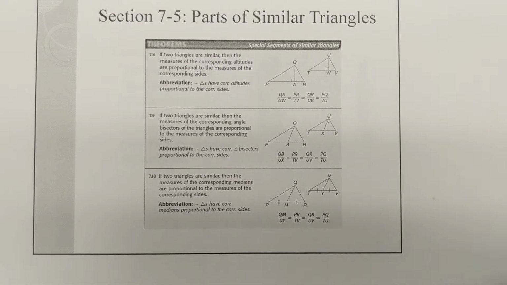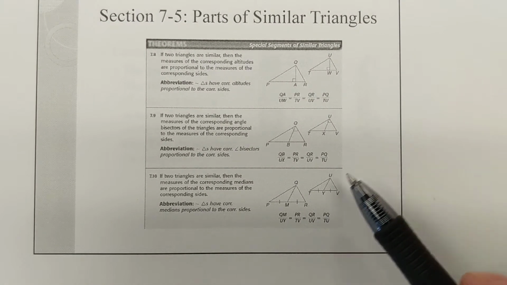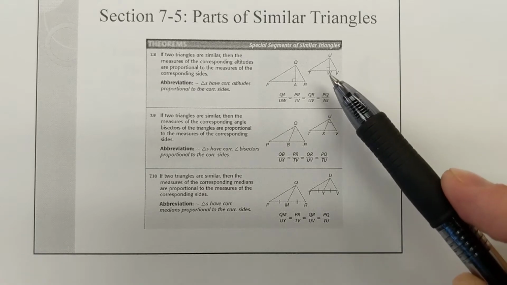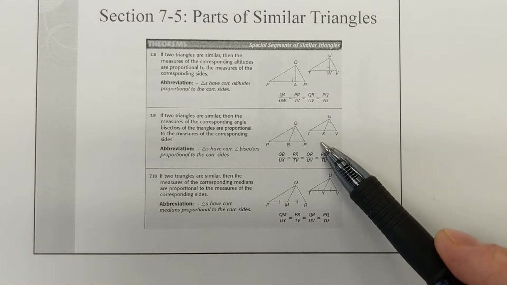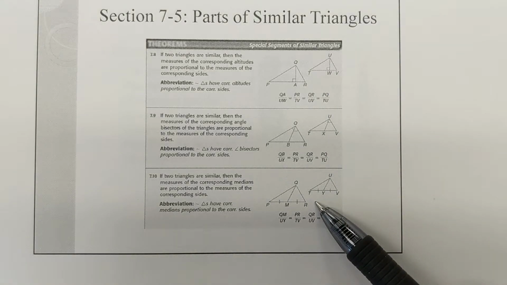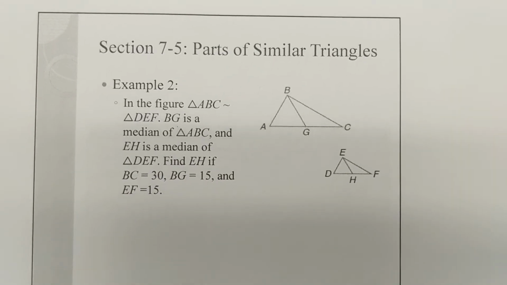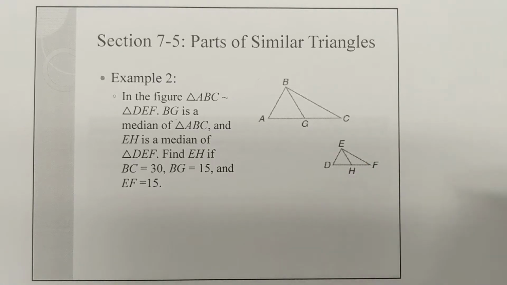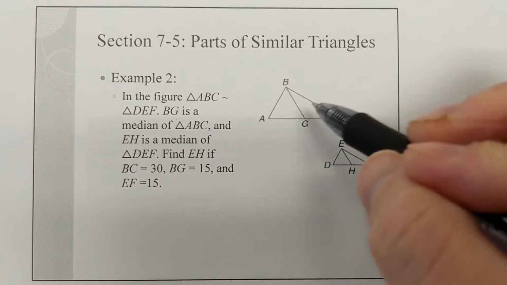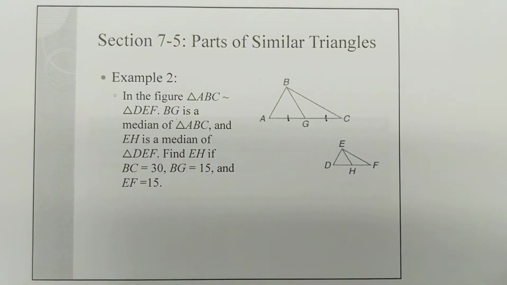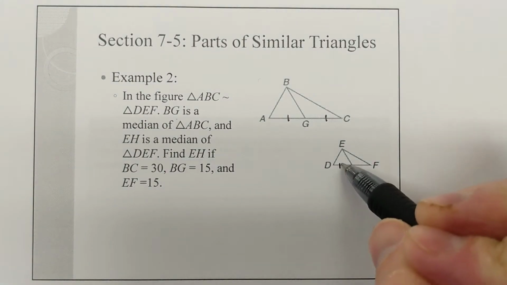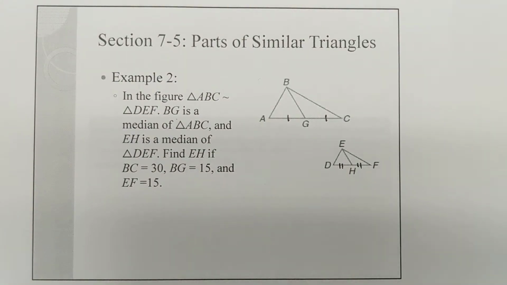All right, theorems 7.8, 7.9, and 7.10 here just deal with the proportionality for altitudes, angle bisectors, and medians. So they are also proportional if the triangles are similar. So example 2 here, the two triangles are similar. BG is a median, which means that that is congruent to that. And EH is a median, which means that is congruent to that.